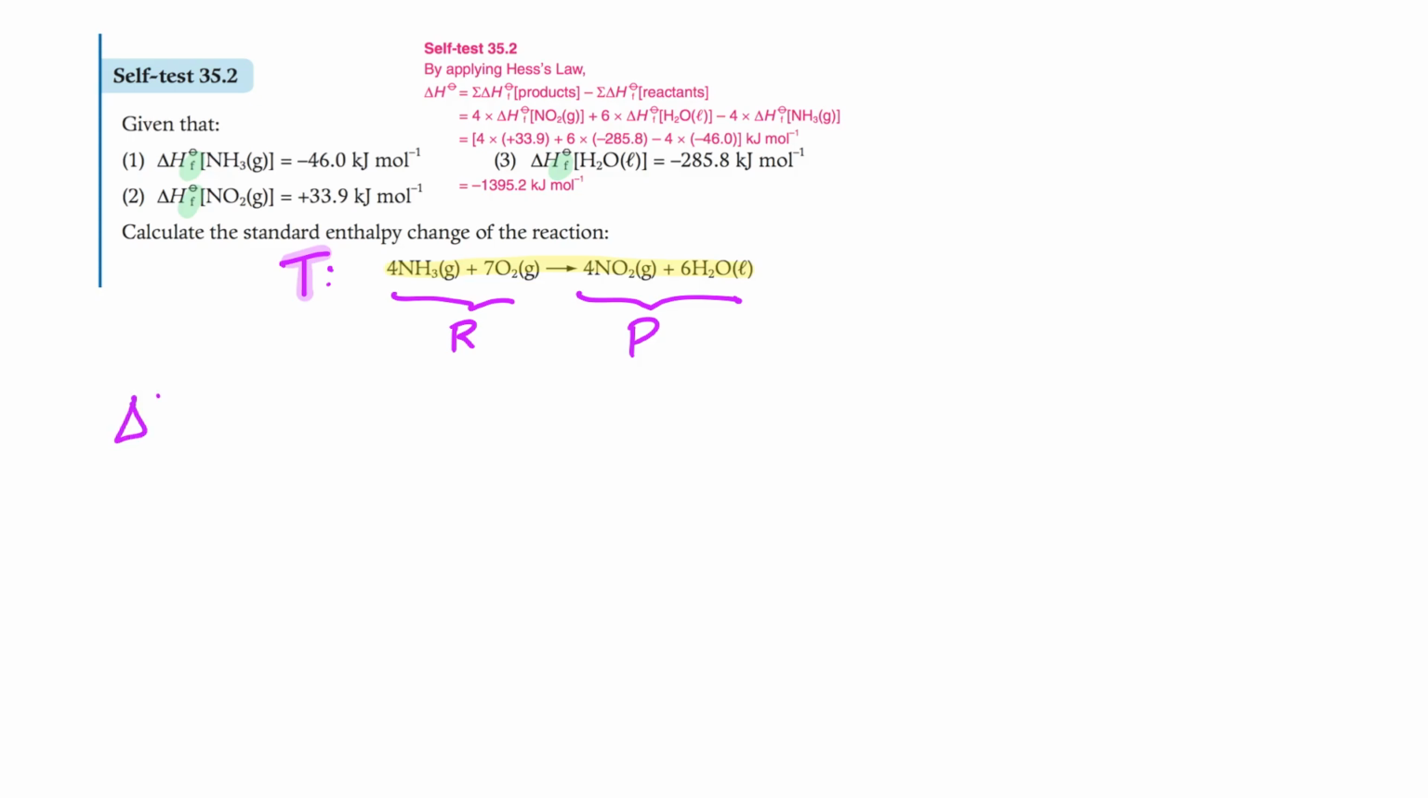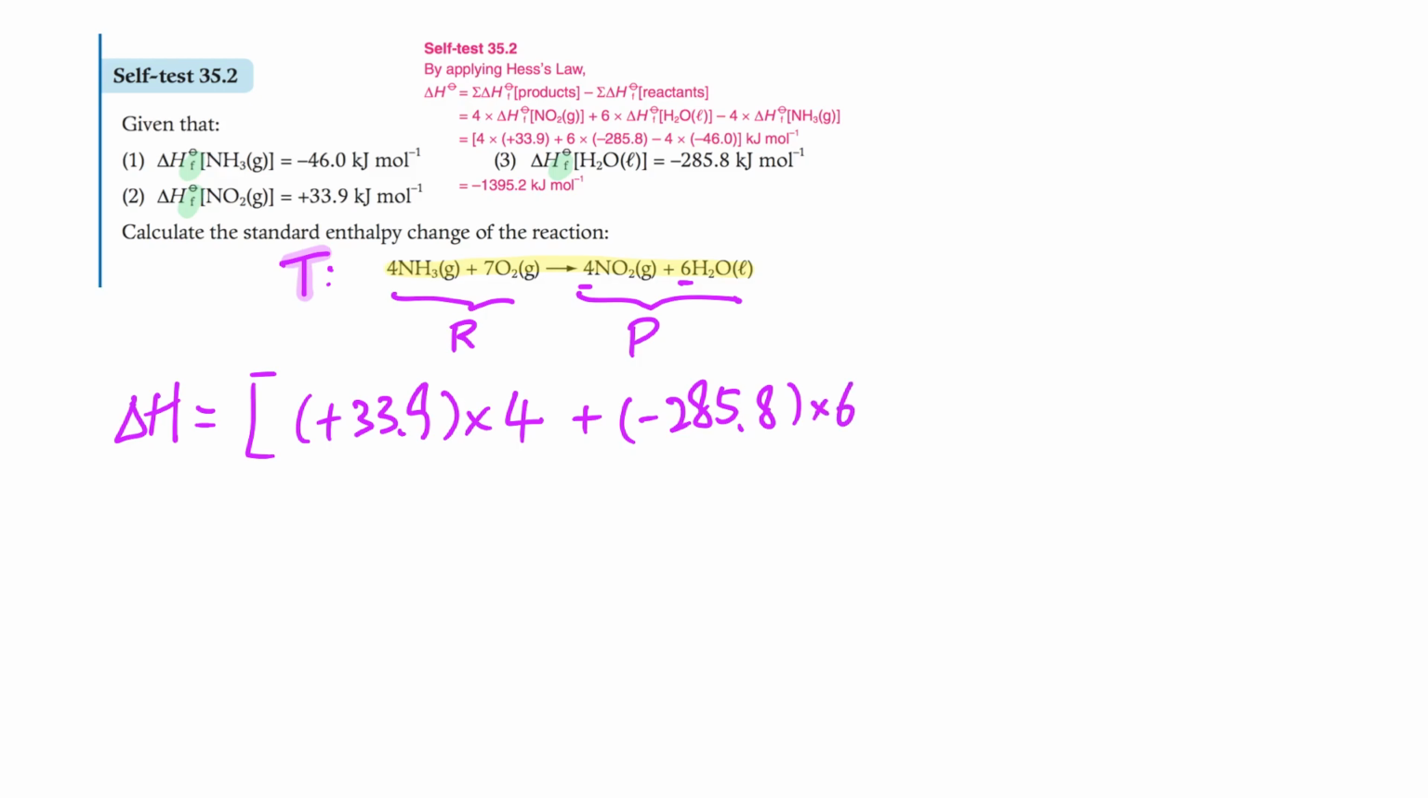So delta H, the first one, will be the product, with NO2. We got 4 of them, so therefore it will be plus 33.9, times 4, and then plus H2O, which is negative 285.8, with 6 of them, so times 6. So the whole thing is product minus reactant. So the formation for NH3, you have negative 46 times 4.